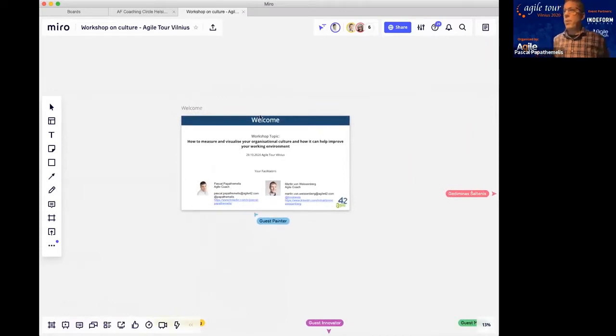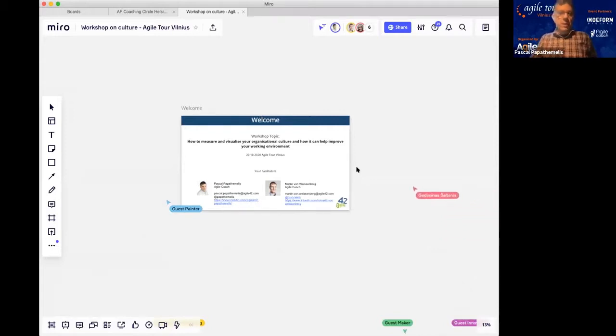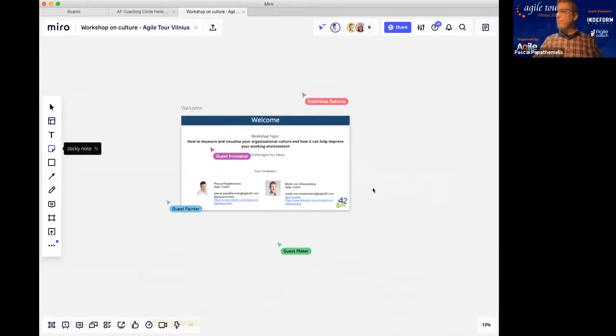Today we will be talking about a way to measure and visualize organizational culture, and how you can improve the working environment in your own environment. There are contact details. If you have any problems, I sent an email to the participants beforehand. You can reach out to us through the Zoom chat, and you can also send an SMS to me. I have my mobile phone here, so it would be possible to react to that.